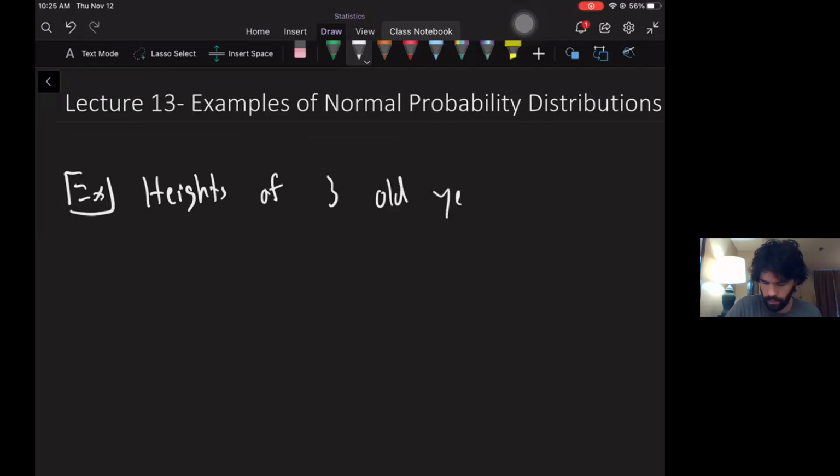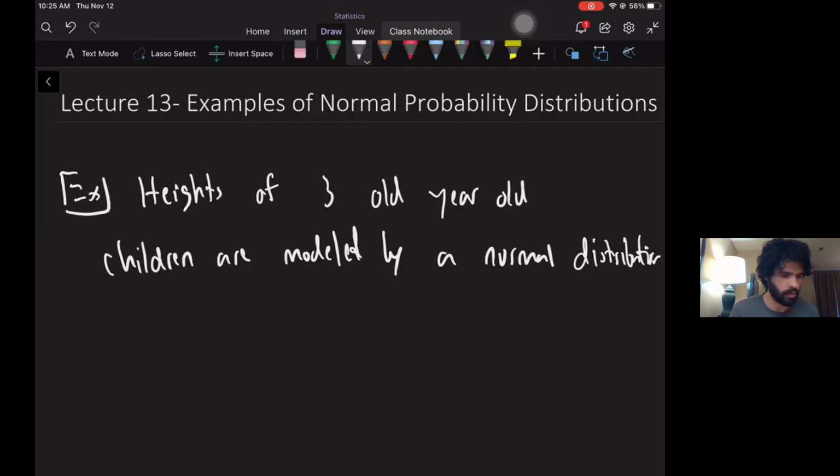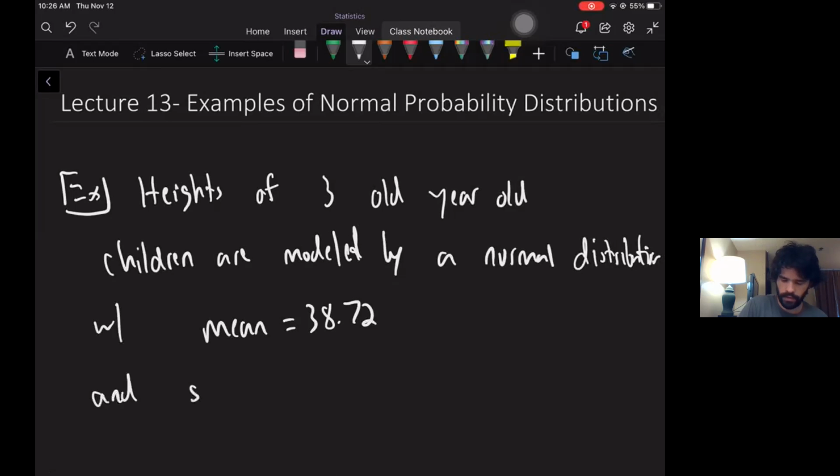Heights of 3-year-old children are modeled by a normal distribution, so I'm allowed to use the math we just learned. Sometimes I don't call them normal probability distributions, I just call them normal distributions to save time. With a normal distribution comes a mean, so I have to have a mean, and I have to have a standard deviation. Remember, that's what allows us to draw the appropriate bell curve.